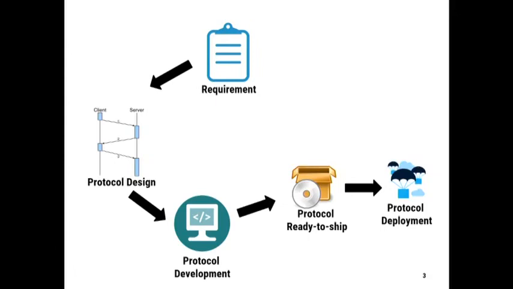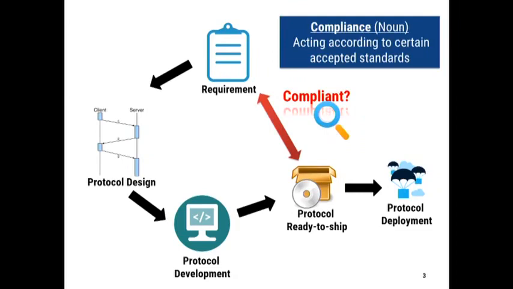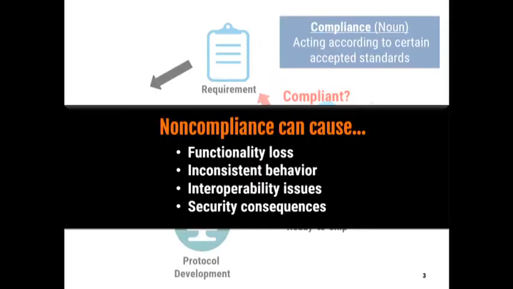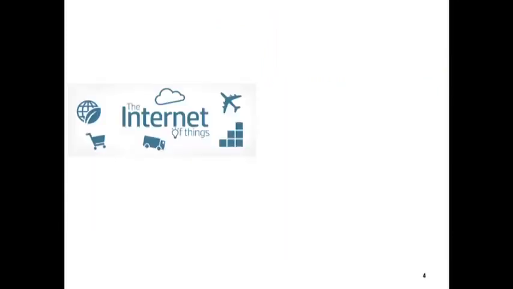But prior to shipping, it is required that the implementation is checked for whether it complies with all the given requirements or not. If it complies with all the requirements, then we can say that this is a compliant implementation. However, failing to comply with these requirements will result in non-compliance, which can cause functionality loss, inconsistent behavior, interoperability issues, or even security consequences. Now, let me show you an example of real non-compliance in an implementation.